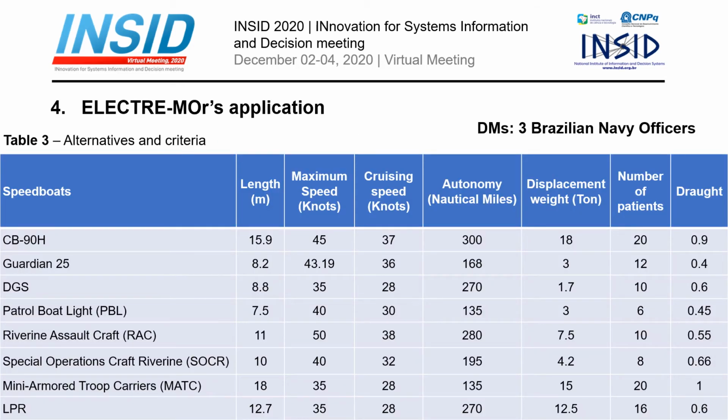We applied the ELECTRE MoR method to classify the speedboats that can be used in the fight against the COVID-19 pandemic in the Amazon. The decision makers are 3 officers of the Brazilian Navy. Table 3 shows the alternatives and criteria. The alternatives are 8 speedboats: CB-98, Guardian 25, DGS, Patrol Boat Light, Riverine Assault Craft, Special Operations Craft Riverine, Mini Armored Troop Carriers, and LPR. And there are 7 criteria: length, maximum speed, cruising speed, autonomy, displacement, number of patients, and draft.